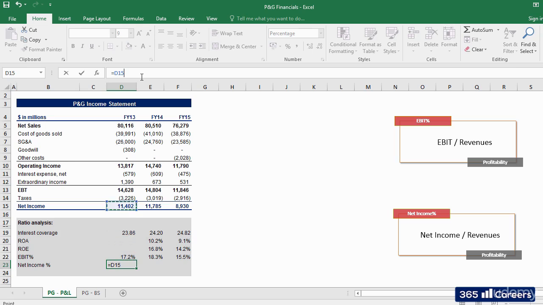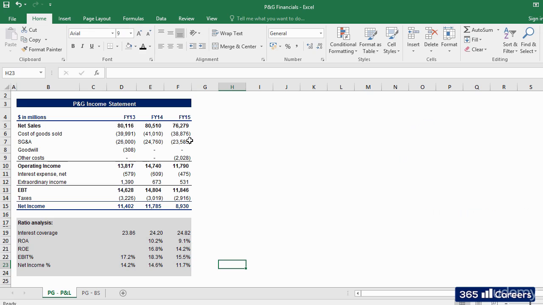P&G was not able to convert into profit as much of its revenues as it was able to do in 2014. Nevertheless, 15.5% of EBIT is pretty good for most industries. And finally, we'll calculate some growth figures. We already know how it's done, so I'll be quick in the calculation.